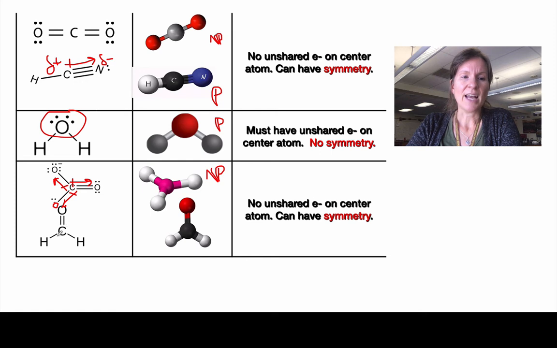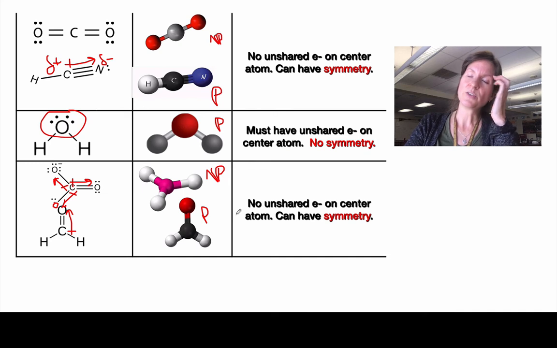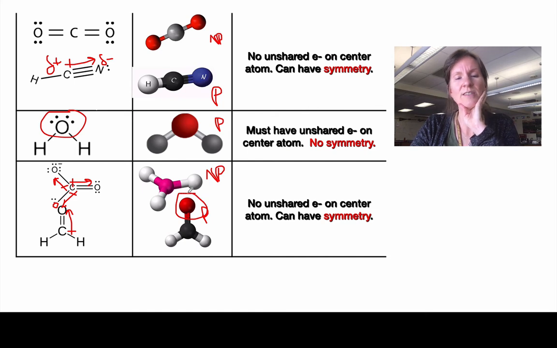Down here though, again, I still have no electrons in the center, but that oxygen is pulling and the other two are not pulling at all. So that ends up being polar. So if there's no dots in the center, you just have to take it to the next step and look for that area of difference on the outside. This oxygen is my huge area of difference, so it's polar.